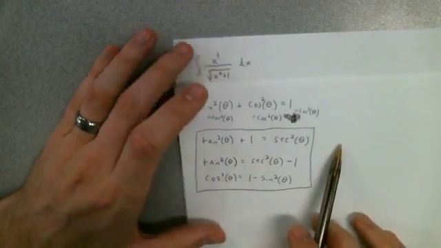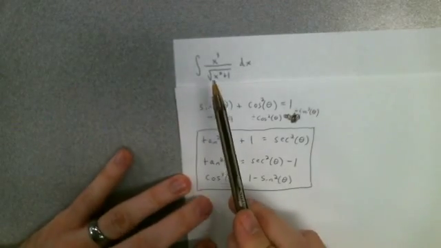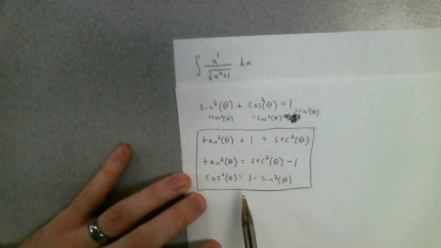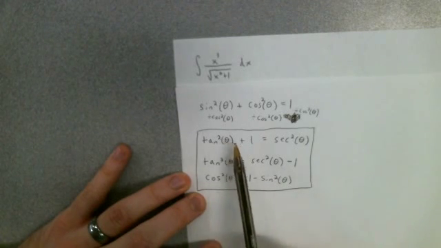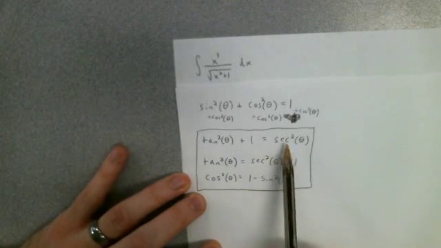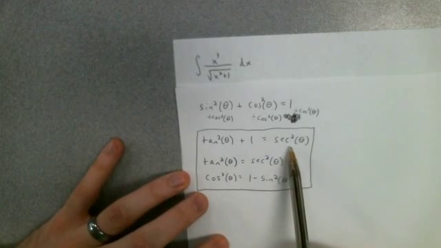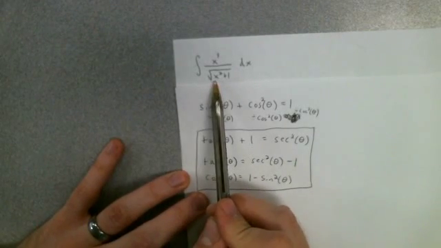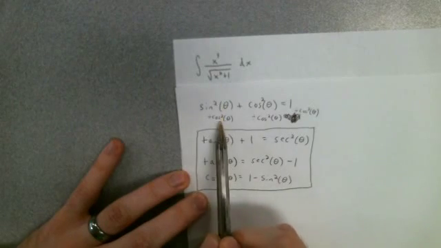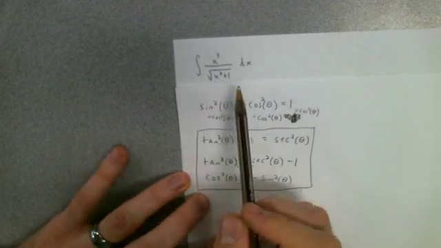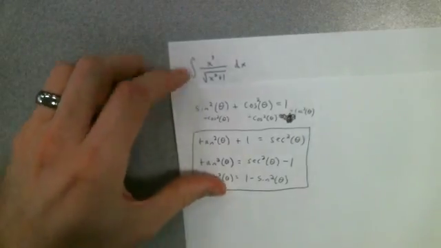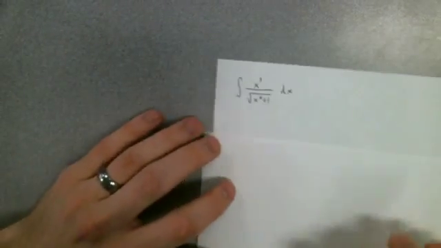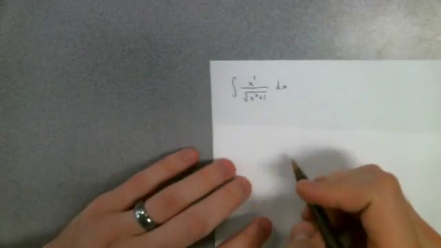So I'm looking at these trig identities, and I'm saying x squared plus 1. That looks a lot like this trig identity. Tangent squared plus 1 equals secant squared. So you got to say, hey, wouldn't it be great if x was the tangent of theta? If it was, that would be a wonderful thing.